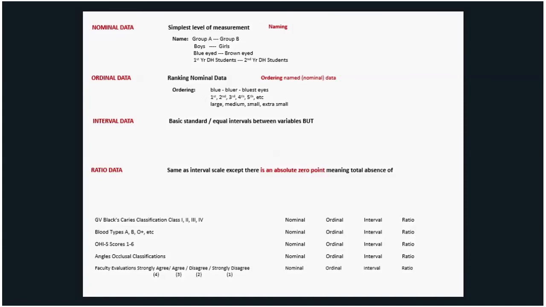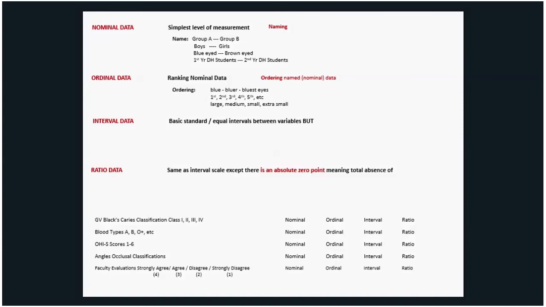If I take you in a classroom and have you number off 1, 2, 3, 4, 5, there's not a mathematical relationship between number 1 and number 5. I'm just trying to organize things. That's the ordinal. If you say large, medium, small, and extra small, again, extra small is not 5 times smaller than large. We are just trying to put this in some kind of order. Now, when we get to interval data and ratio data, that's where we have mathematical relationships.